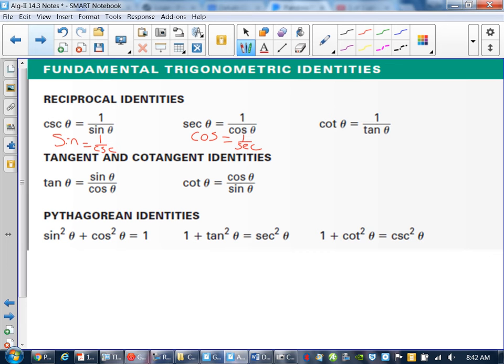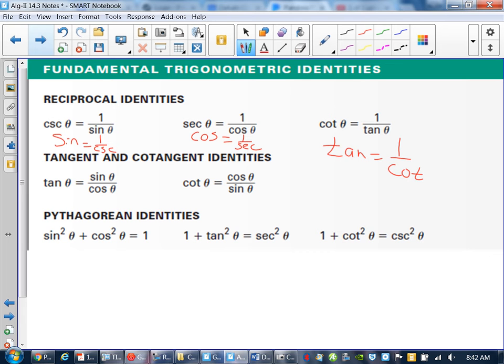Okay. So sine is 1 over cosecant. They're inverses, they're reciprocals of one another. Remember that? Secant's 1 over cosine, so cosine is 1 over secant. Cotangent is 1 over tangent, which means tangent is 1 over cotangent. And we also knew the other tangent-cotangent identities. We knew that tangent was sine over cosine because it's y over x, and so on.